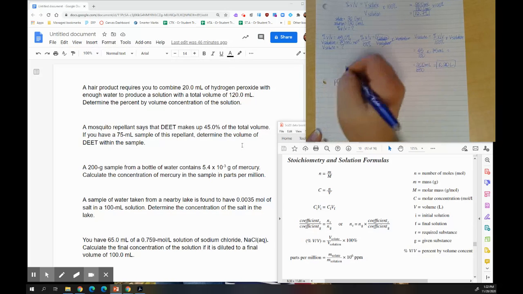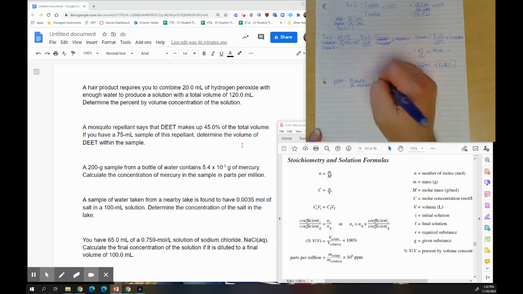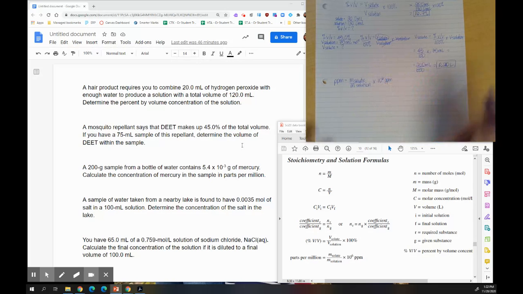This is the parts per million formula. So parts per million, or ppm, is equal to my mass of my solute divided by my mass of my solution times 10 to the power 6 ppm. Because parts per million means how many parts in a million parts. So hence the 10 to the power 6.